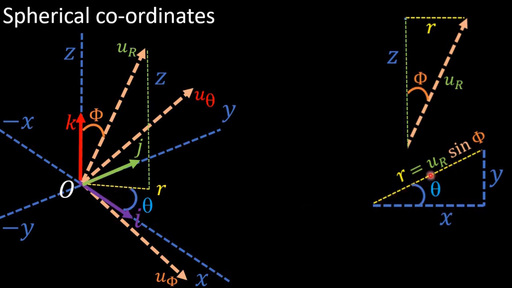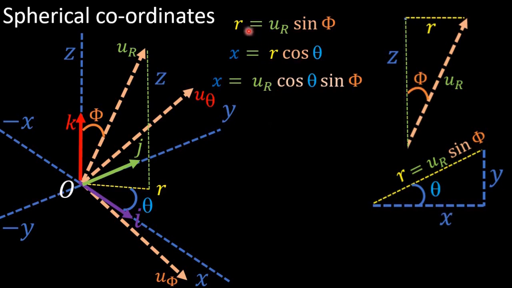I can also say that r is equal to u sub r times sine phi. So u sub r times sine phi would be this length here, so that is the projection. That length and this length here are equal, even though it doesn't look it in the diagram, because this is the projection r here and that is the projection r there as well. Then I can say x equals r times cos theta, so I got that from here, and substituting r into there, x equals u sub r times cos theta times sine phi.